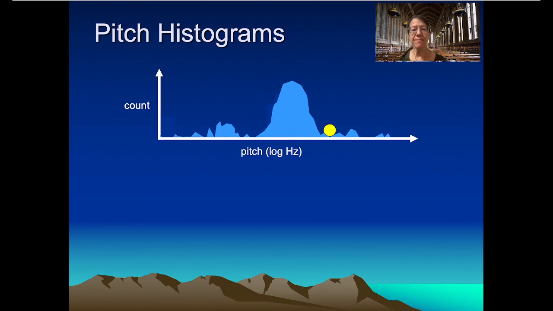So we can get a better grip on this by looking at a histogram of the pitch produced by a particular speaker. So here we've got the pitch in log hertz. Pitch is generally log normally distributed. So we'll be using log hertz, and we have a count on the y-axis. And so now you can see the overall distribution of this speaker's pitch, and since it's above sort of the peak there, you would say this is high in the speaker's pitch range.